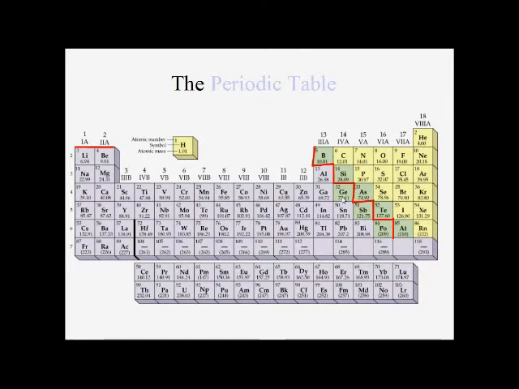Okay, so what our columns are doing is we're grouping our elements into columns based on similar chemical properties. So if we look at one element, an element that was most likely to be similar in chemical properties is going to be one of the elements in the same column.